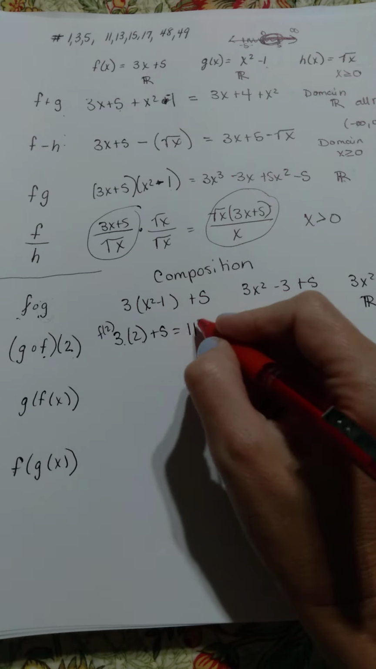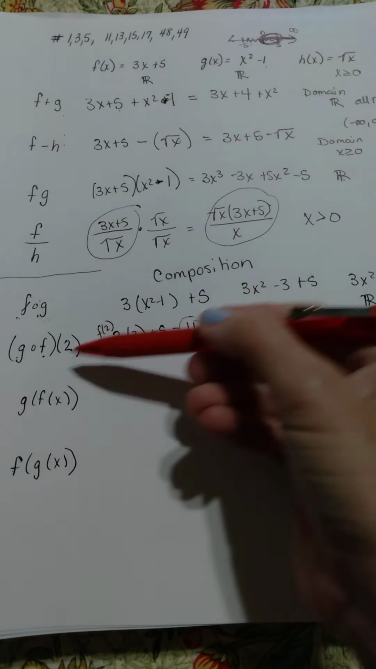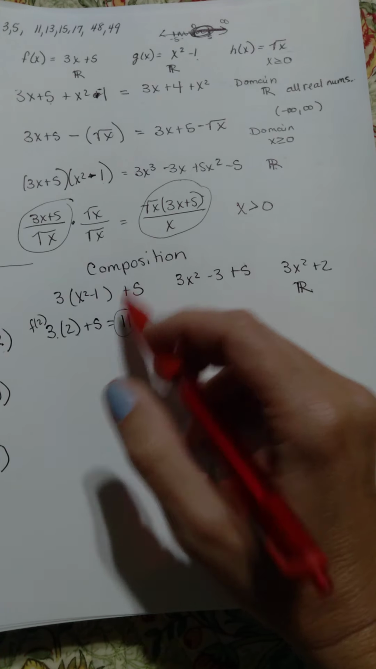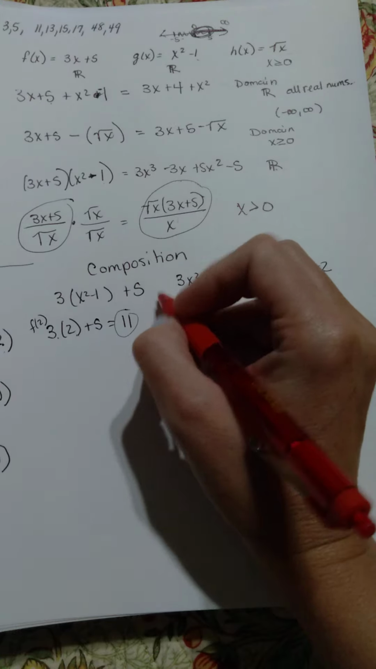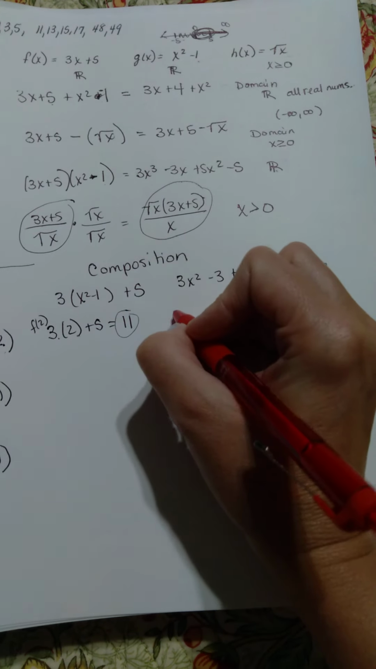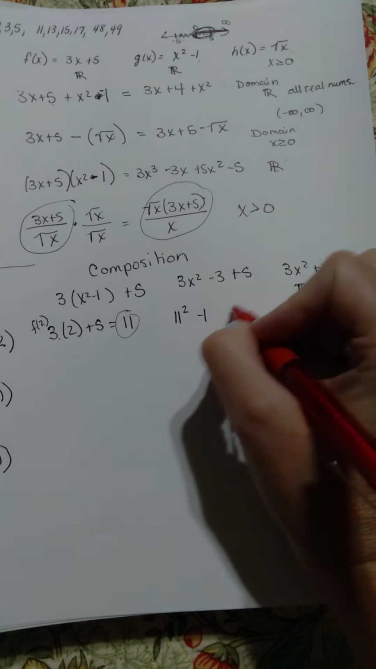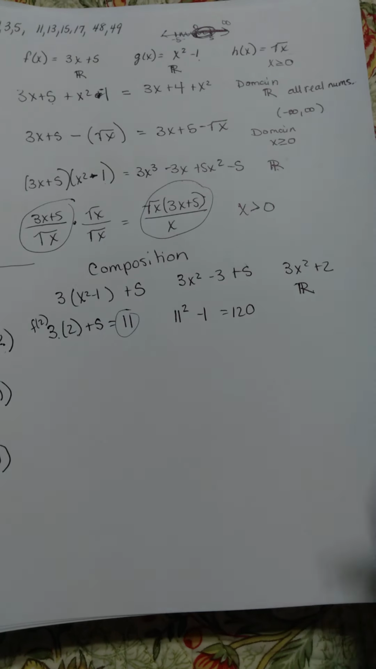Now we take that answer and put it inside of g. So we're kind of working our way backwards there. That answer, 11, goes inside of g. So I replace all the x's here. 11 squared minus 1. That's 121 minus 1, which is 120.